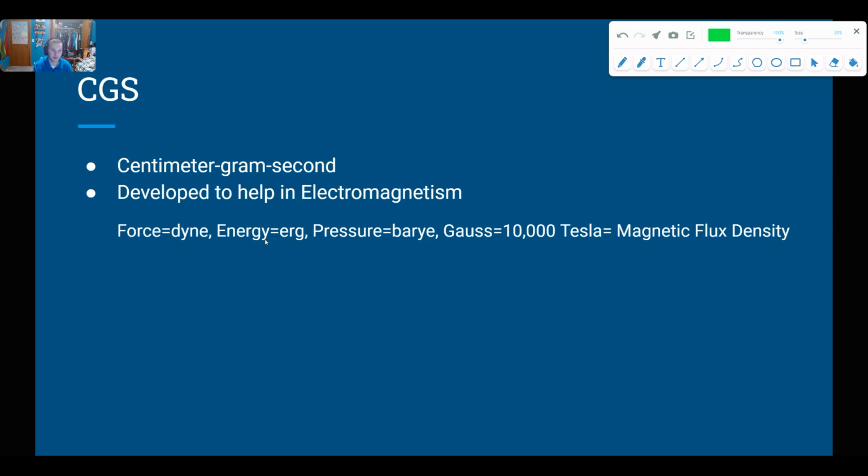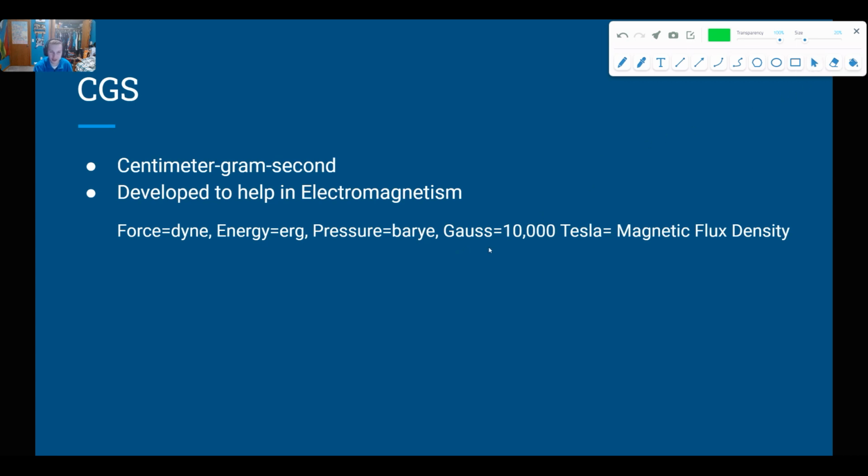This has largely been phased out, thankfully. I really hated whenever I would read an older scientific paper and they would bring up dynes. And I'm like, well, wait, what is a dyne? Well, that's a unit of force. Okay, well, how many newtons is that? So now I gotta go look up what a dyne is and how many newtons a dyne is. It's super annoying. But energy is ergs. Sometimes if you're familiar with cosmology, you'll hear about ergs. That's from CGS. Pressure is the barye. Gauss. Sometimes you'll hear about Gauss. It's equal to 10,000 tesla. It's related to magnetic field strength.